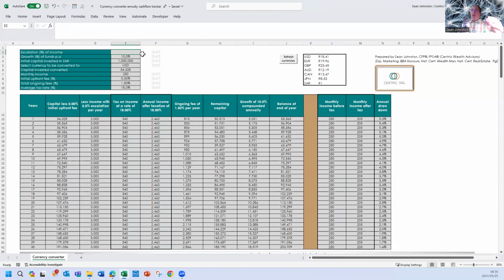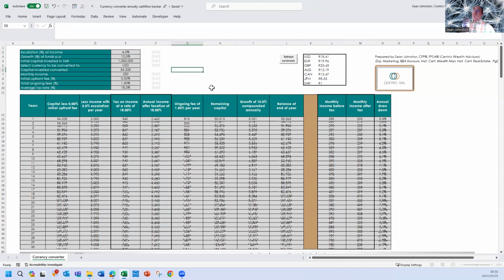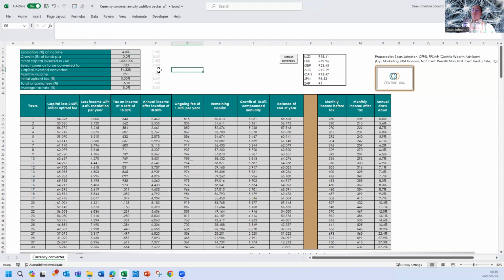However, let's say we're going to factor in escalations of 4%. And the reason why I'm saying 4% is because inflation is lower in the US than it is in South Africa, and if it was an offshore investment, of course, when you bring it back to South Africa and you're living in South Africa and you're living off that income, you're looking at the buying power in rand terms.